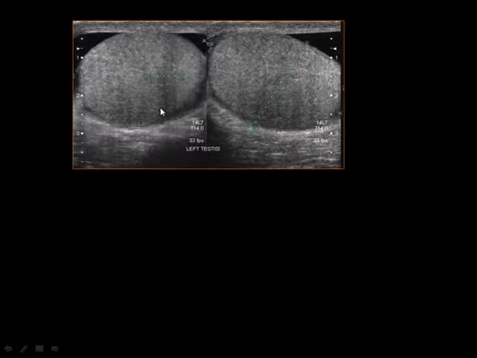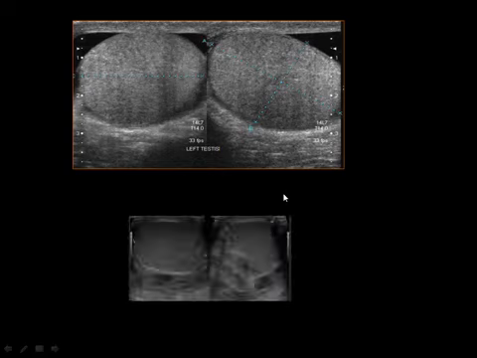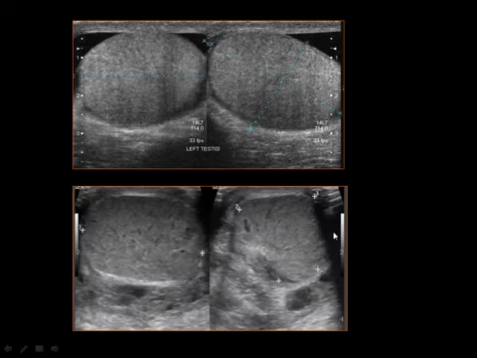This is an example of early testicular torsion. The left testis appears swollen and a mild hypoechoic hydrocele is present. Here is another example of testicular torsion. After 12 hours, it is heterogeneous in echotexture and edematous.